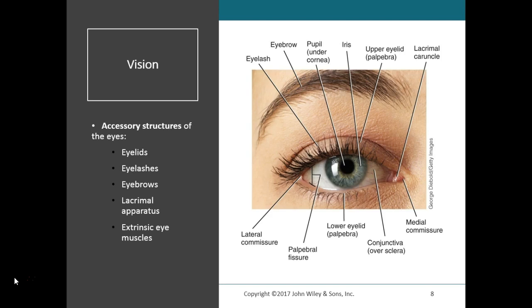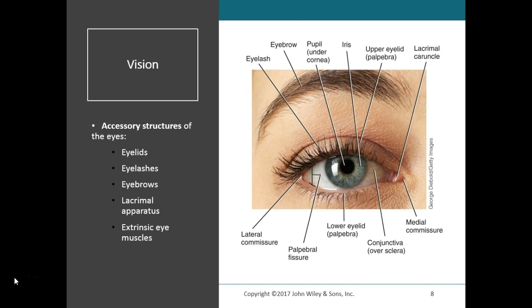So twitches are usually harmless. There's not anything major going on. They usually only last for a few seconds. They can become quite annoying though when they last for a few minutes, but they usually go away on their own. And you may find that they happen more often when you are stressed or fatigued. So if you're experiencing a lot of eyelid twitches, chill out for a little bit. Hopefully that will take care of it and it will go away.